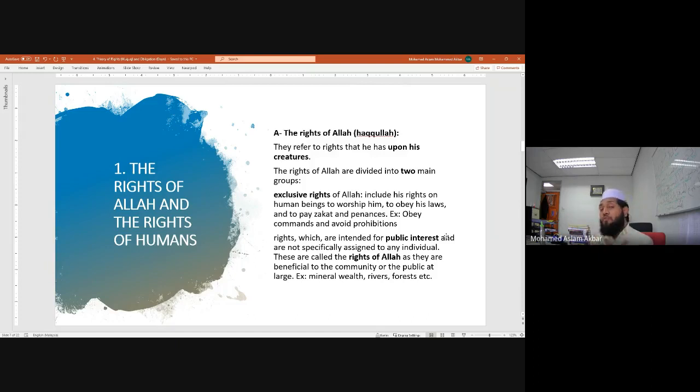And then it is also obligatory on me that I should not abuse the minerals. I should not abuse the river. I should not abuse the forest. This also comes under the rights of Allah because Allah is the one who created it, and He created it for everybody.